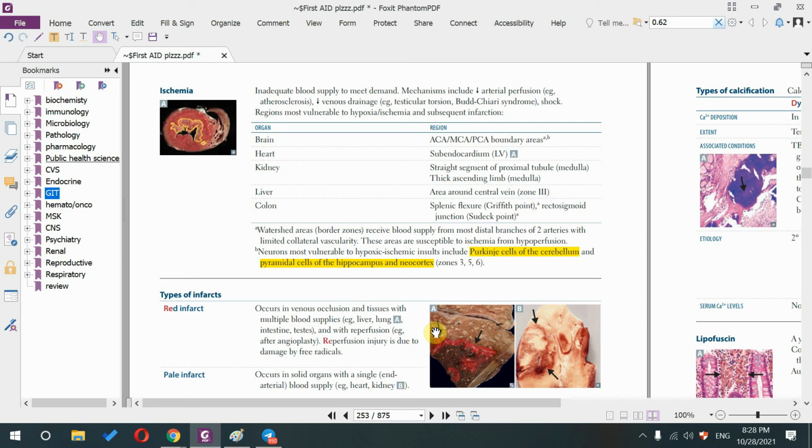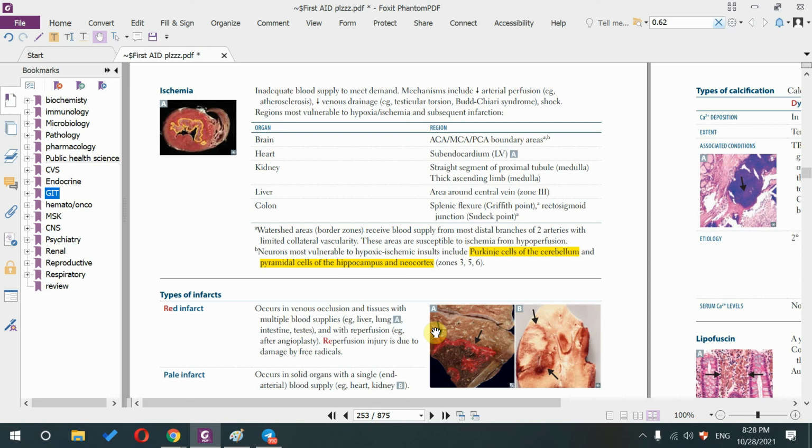You can think it's where the SMA and the IMA connect with each other. And rectosigmoid, it's where the IMA and what else? The IMA and the superior rectal connect with each other.